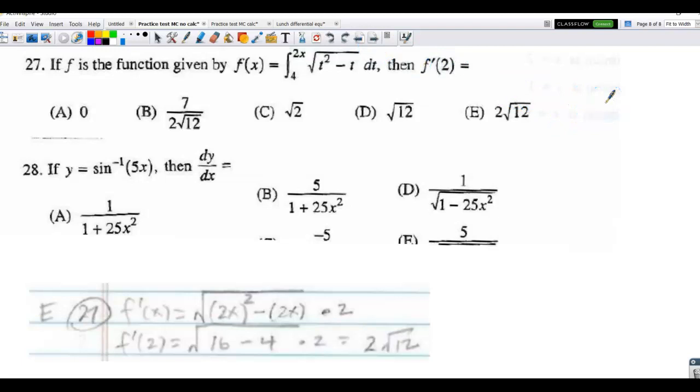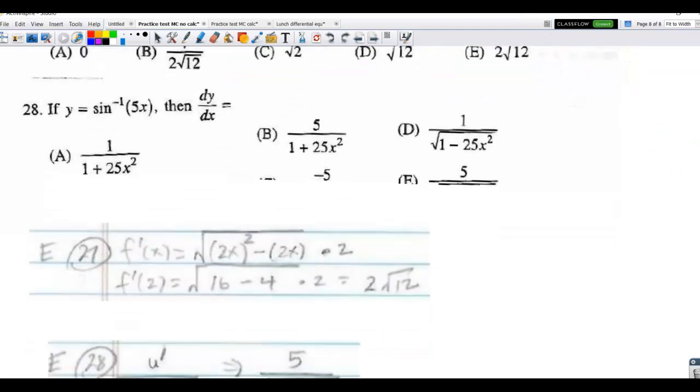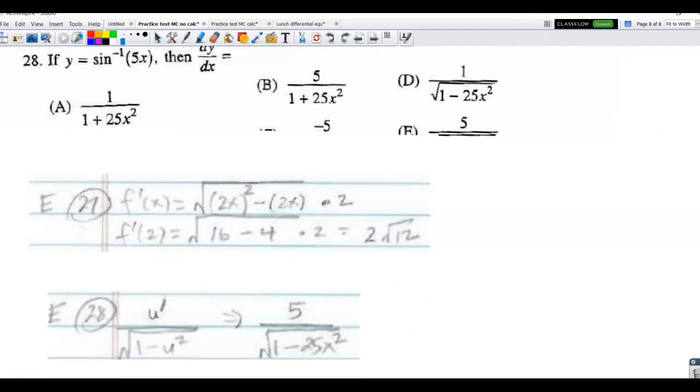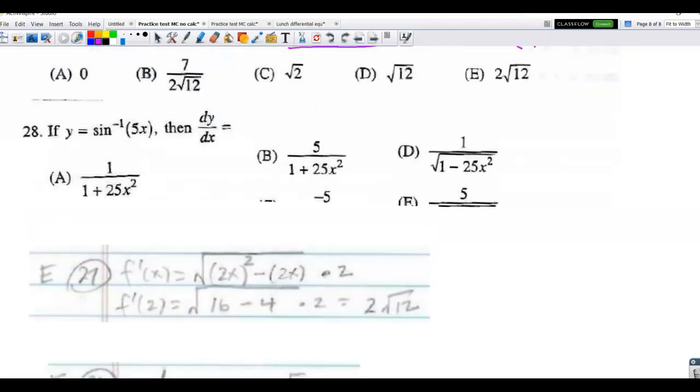27, FTC Part 2, we have a function that's defined to be the derivative of a definite integral. So we're going to take out the t. Now be careful right here. We're going to take out the t, put in the new function of 2x everywhere that there is an x, and multiply by the derivative of the new function, then substitute in the 2, and we get 2 square root of 12 when we simplify.